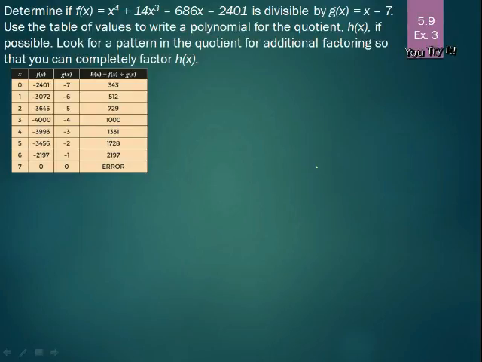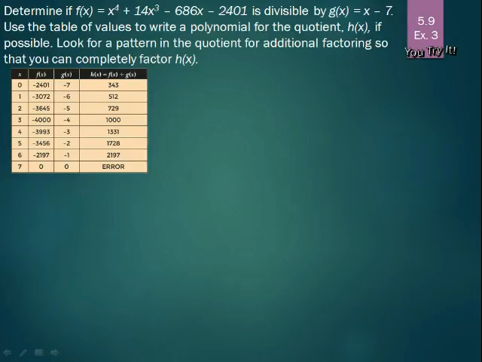Determine if f of x equals x to the fourth plus 14x cubed minus 686x minus 2401 is divisible by g of x equals x minus 7. Use the table of values to write a polynomial for the quotient h of x if possible. Look for a pattern in the quotient for additional factoring so that you can completely factor h of x.